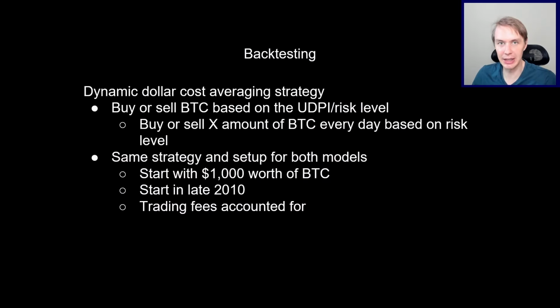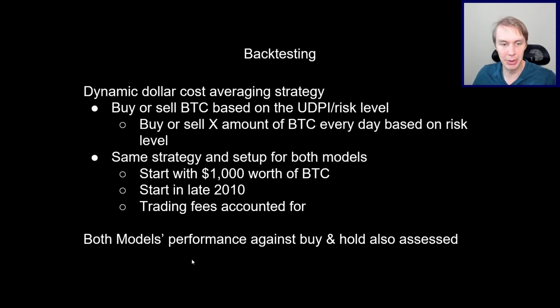For the first backtest I'm going to show, we're going to use the exact same strategy and setup for both models. They're both going to start with $1,000 worth of Bitcoin. The backtest is going to start in late 2010 and go through to the present day, so basically over the vast majority of Bitcoin's price history. And we're going to account for trading fees. If you're buying or selling on exchanges, there will be fees you have to pay as a part of that. And we're also going to assess both models' performance against a simple buy and hold strategy, to see if they can outperform just simply buying and holding. If they can't, that would be concerning.